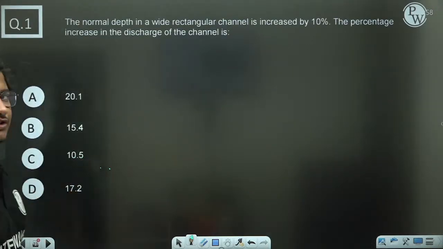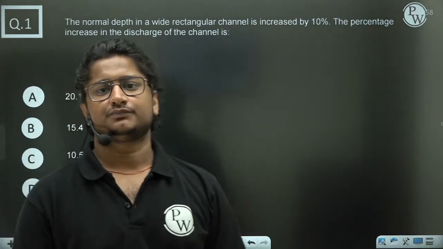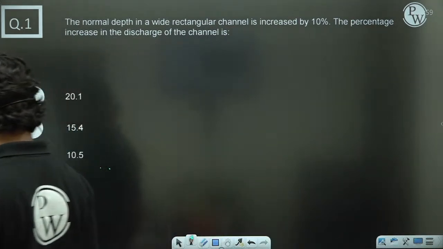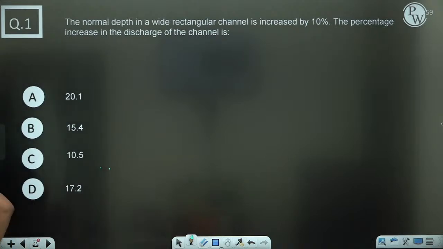So here is the first numerical for all of you. Try this numerical. I will be giving you 2 to 3 minutes to solve this numerical. Each and everything you are already knowing.